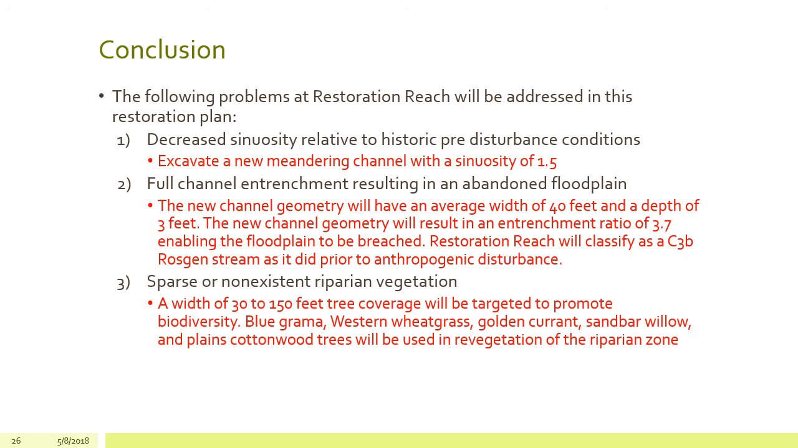And then to rejuvenate the riparian zone, I'm proposing revegetating with blue grama, western wheatgrass, golden currant, sandbar willow, and plains cottonwood trees, with a target width ranging from 30 to 150 feet in width, because that's been shown to promote healthy biodiversity.